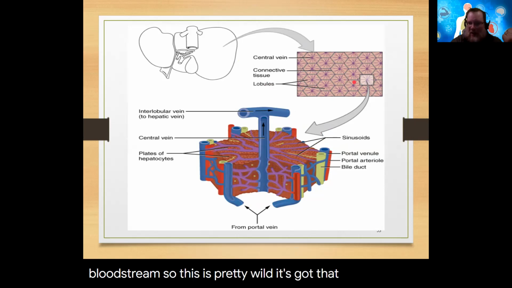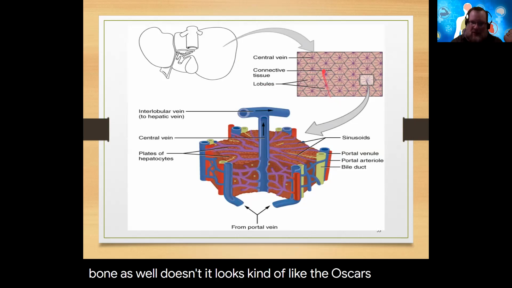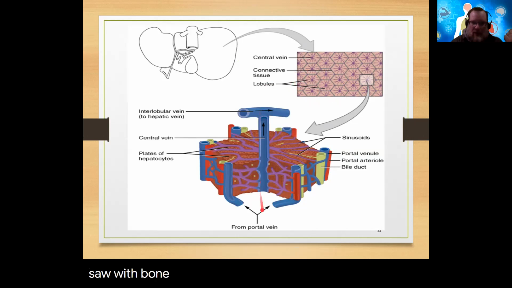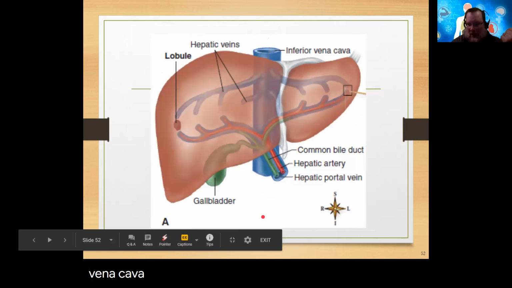Okay, so this is pretty wild. It's got that nice kind of honeycomb appearance to it, connective tissue bringing those together. And again, highly vascularized. It looks a lot like bone as well, doesn't it? It looks kind of like the osteons that we saw with bone. These are called lobules. So that's the capillary networks of the liver. And then we dump everything into the hepatic veins and then into the inferior vena cava and then back to the heart.